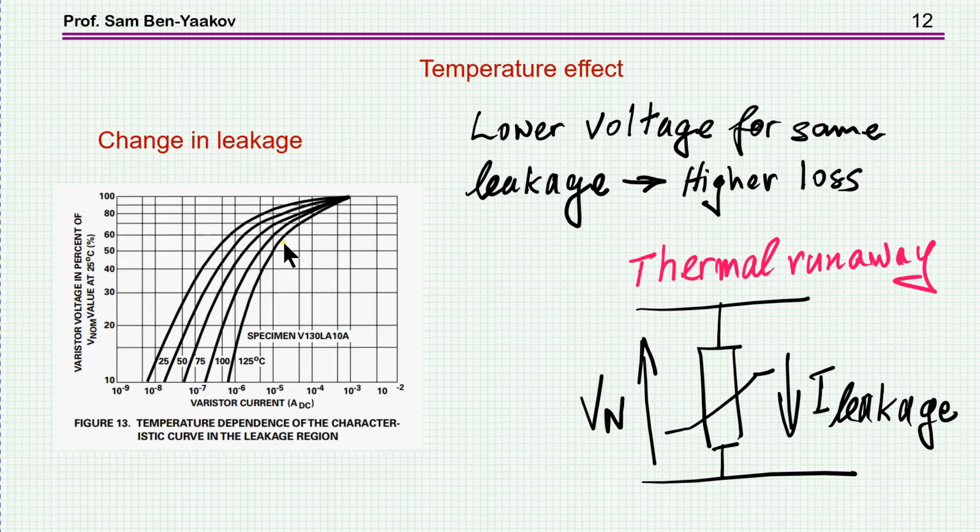So leakage current is in fact increasing with temperature, and in some situations this can cause thermal runaway. The higher the current, the higher the power dissipated, the temperature will go up, increasing the current, so there could be a thermal runaway here.